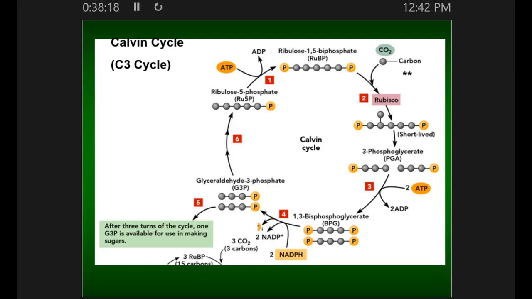It doesn't discriminate between the two and will let either one come into its active site and react with that RuBP. And if that happens, it creates a dilemma for the plant because it creates products that can't feed directly into the Calvin cycle. So it's kind of a mess for the plant.